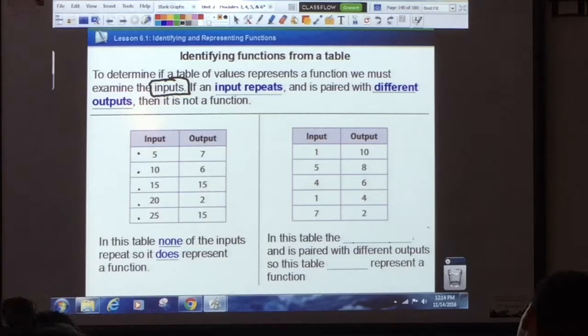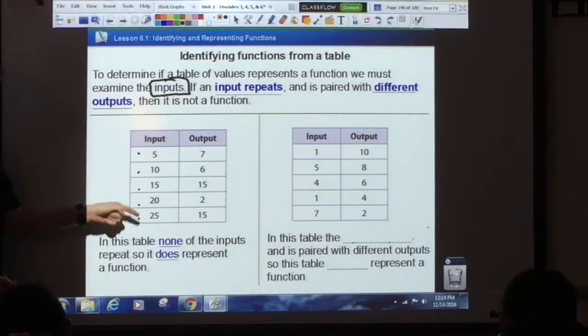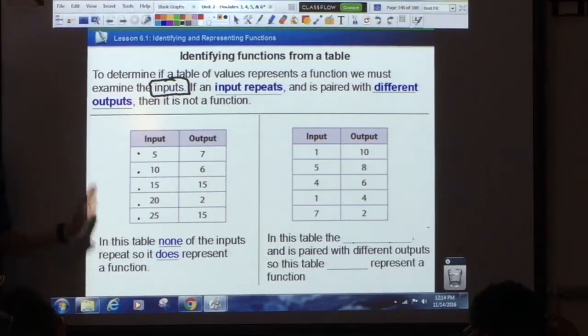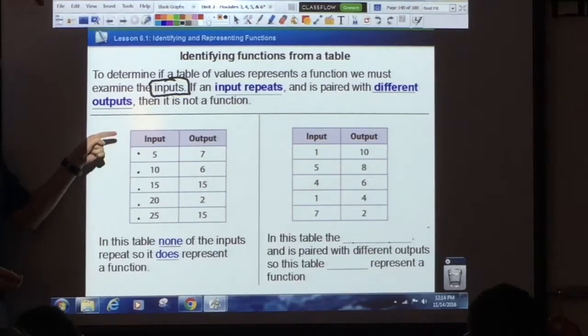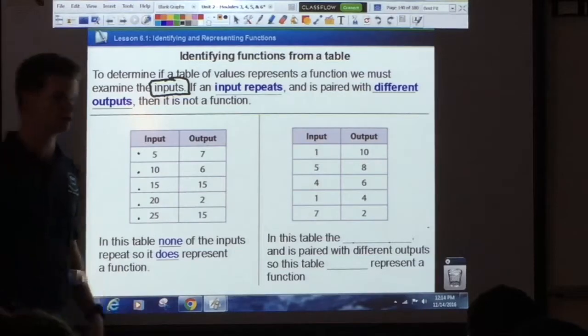It does represent a function. It's just that simple. Look at my inputs. None of them repeat. Boom. That's a function. It's just that simple. Input 5, 10, 15, 20, 25. None of them repeat. That's a function. How do I know? Because each of these inputs is only paired with one output. Told you you'd hear it a lot.